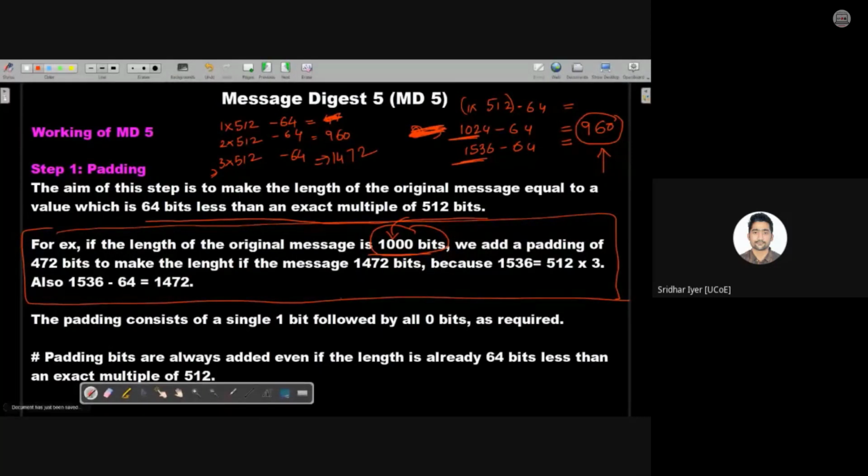Now you tell me how many padding bits should be added so that the length is now 64 bits less than an exact multiple of 512. It is very simple. Whatever value you get here, minus the length of the original message, which is 1000. So 1472 minus 1000 gives 472 bits. So I need to add 472 bits as the padding bits.